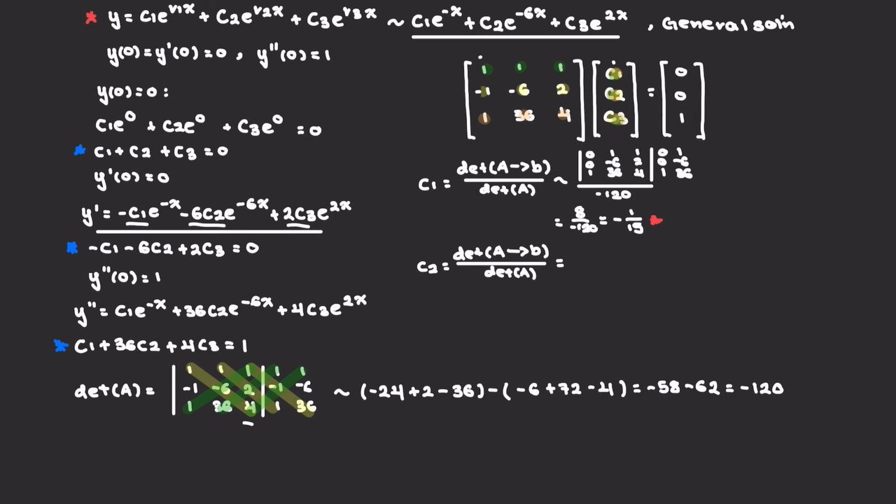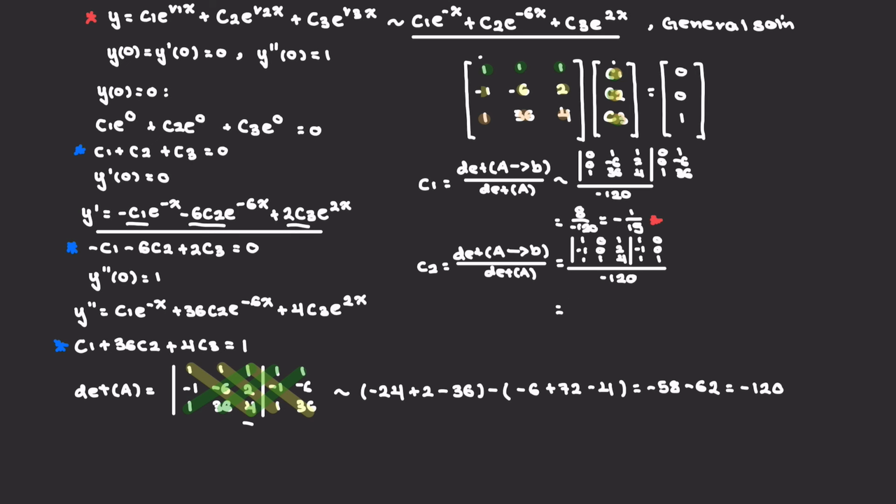So doing the same exact steps again. 1, negative 1, and 1, our original column 1. And replacing our column 2 with our right-hand side, which is just 0, 0, 1. And our third column is just the original column, 1, 2, 4. So doing the Sarrus method again, putting the first two columns behind the matrix, and then dividing everything by negative 120.